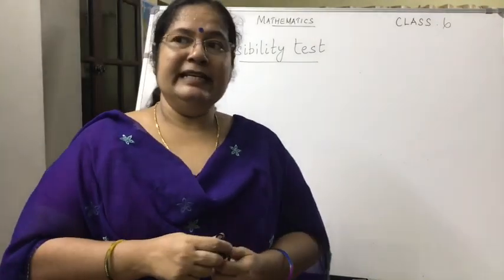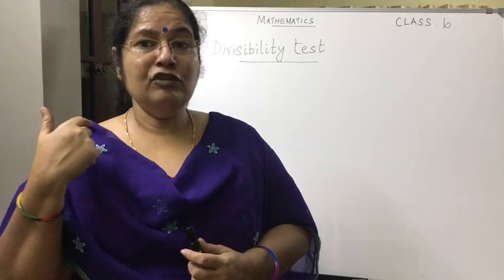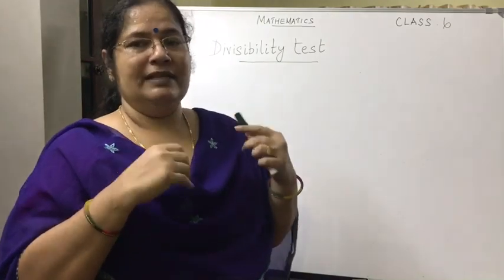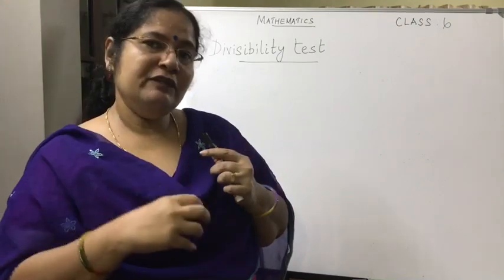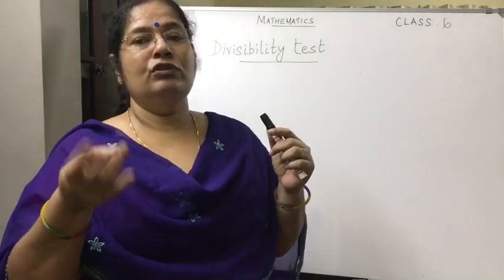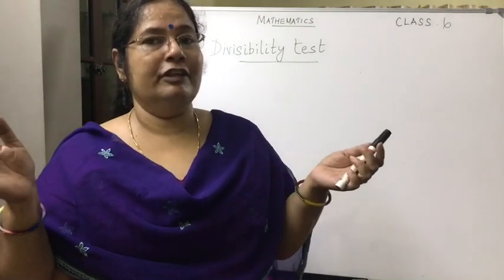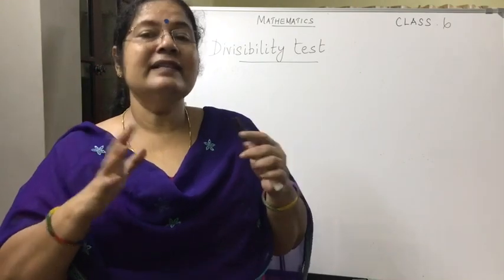For the divisibility test, there are certain rules which we should be following, like for Roman numerals we had so many rules. Only with those rules we made the Roman numerals. Same way we have certain rules which will help us find whether the given number is divisible by 2, 3, 4 or 5. For each one it is different. It's not the same for all.